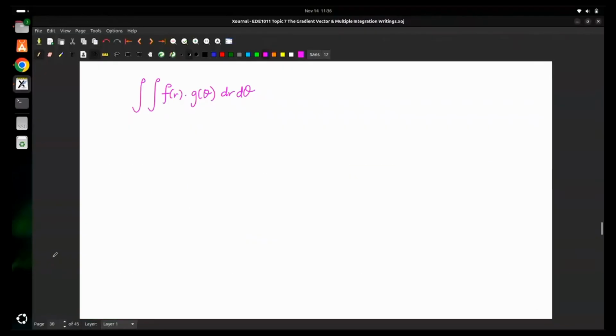Now observe this. If you have a function of r times a function of theta, then you integrate with respect to r, and the limits must be constants. So it's R1 to R2 for r, and theta 1 to theta 2 for theta. See this expression.